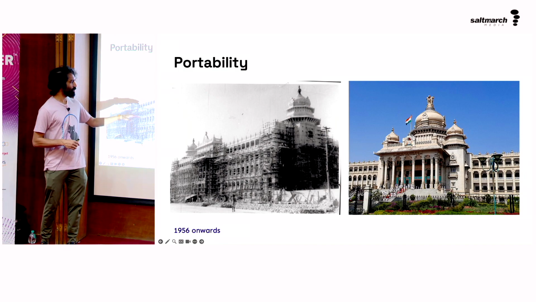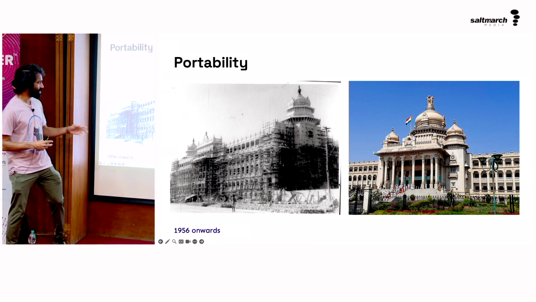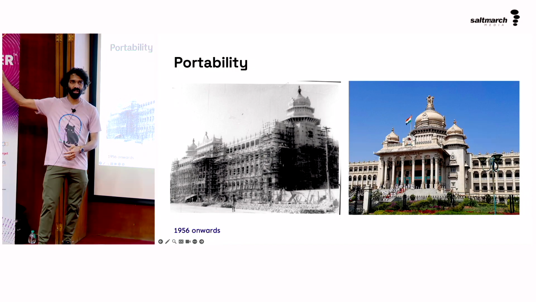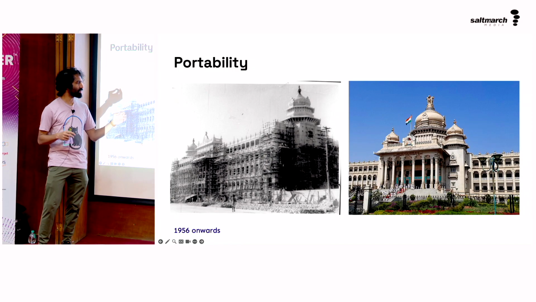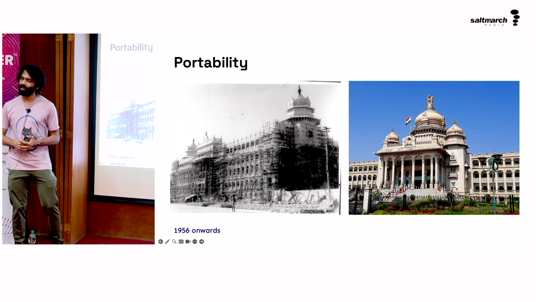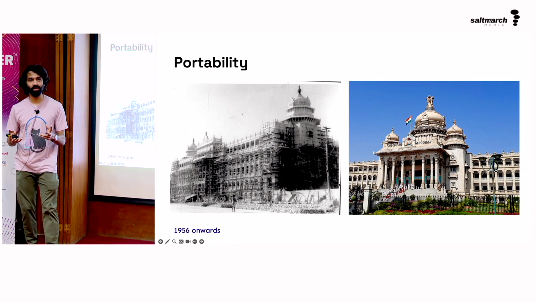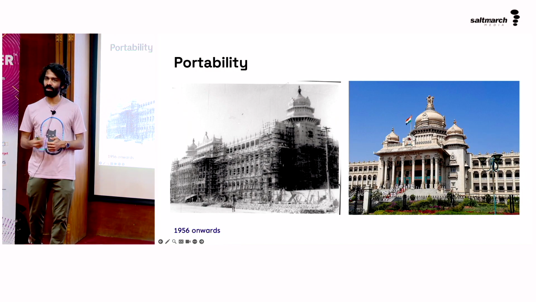This building was built in 1956, and it's called the Vidhan Soudha, right? This is the seat of legislature right off of MG Road, which is pretty much the center of the city. India got independence in 1947, and the erstwhile capital of Karnataka was Mysore, but then it was moved to Bangalore after independence.